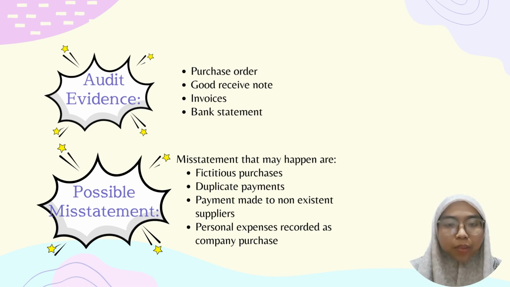Next is audit evidence. Audit evidence includes purchase order, receipt note, invoice, and bank statement. Last one is possible misstatement that may happen. Fictitious purchase, which is dummy purchase, duplicate payment, and the third one, payment made to non-existent supplier, and the last one is personal expenses recorded as company purchase.